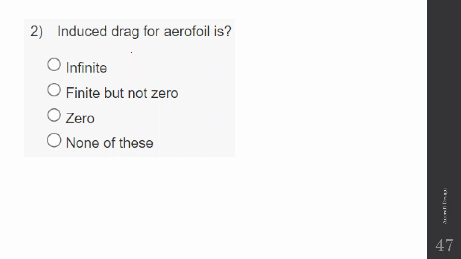Okay, so you are right. The induced drag for an aerofoil is zero. But you must understand that an aerofoil is like a 2D wing. This is an imaginary kind of wing. If we assume a wing of infinite length, then that is an aerofoil. And an aerofoil has zero induced drag, but in the real world we work with 3D wings.